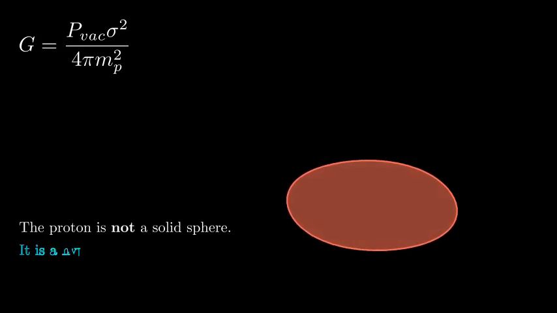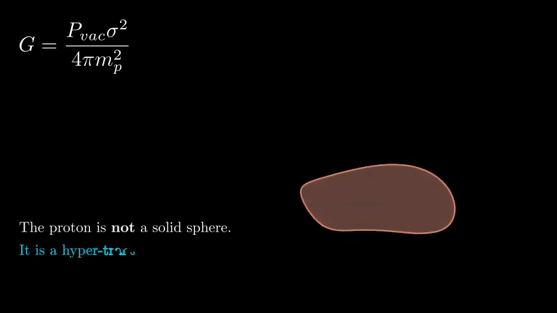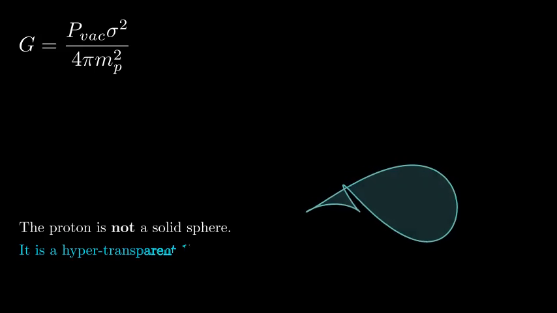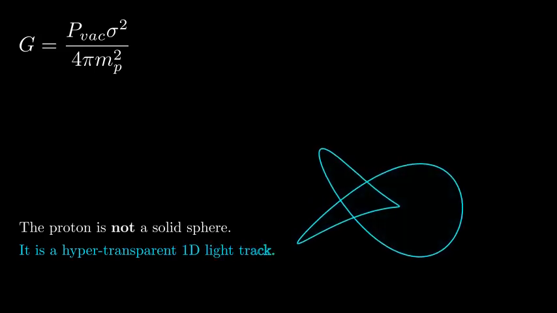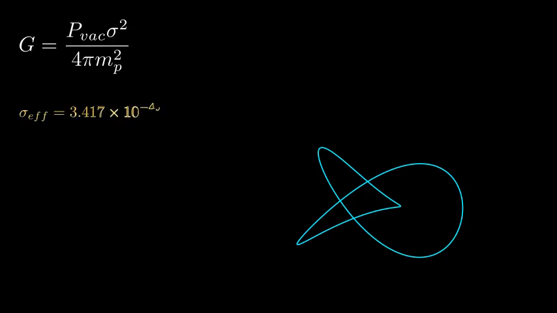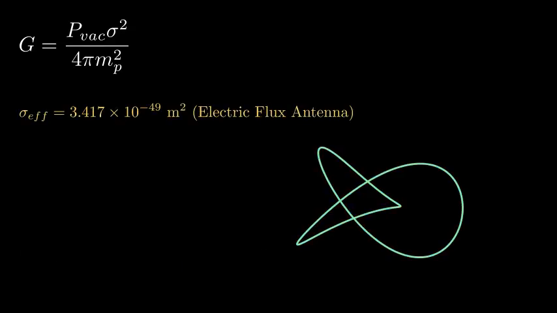But the proton is not a solid sphere. It is a one-dimensional topological track of light. It is overwhelmingly empty space, rendering it hyper-transparent to the vacuum. The only physical boundary actually displacing the vacuum is the literal electric flux line of the track itself. The elementary charge acts as the geometric antenna casting the shadow.